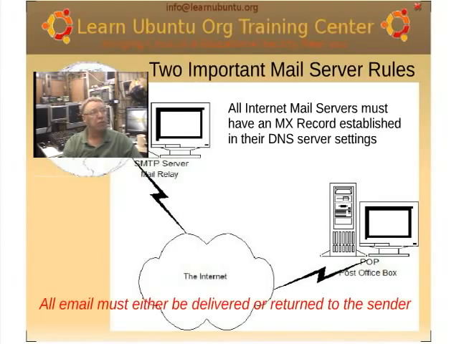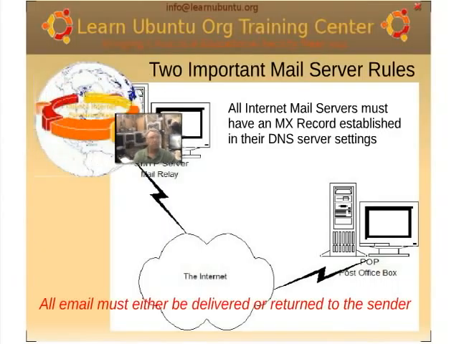Now, all Internet mail servers must have an MX record, which is part of the DNS records for that domain. Now, we covered DNS earlier. We really didn't mention the MX record too much. It's just a line in the host file for that domain that tells what the IP address is of the server that's supposed to receive emails. And that server is supposed to have the user accounts established so it can receive emails for those users.